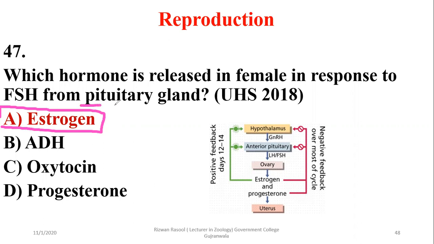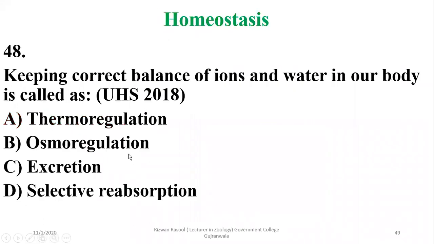So pituitary gland was not a suitable part in this statement, but it was the actual statement from UHS, and they marked estrogen in their answer key. So right option in this case is alpha, but stay assured that estrogen is not released from pituitary gland. It is released from ripening follicles in response to FSH.